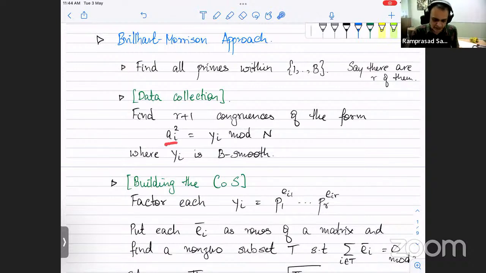And the way this is done is you will pick your a_i's according to whatever pattern you want based on the algorithm and hope that this y_i is B smooth. And again, as you would expect, the smaller the B is, the chance that the y_i is B smooth is going to be far smaller, which means that you will have to try a lot more samples. But on the other hand, if B is too large, then all the other running times, etc., will start taking a hit. So there is some Goldilocks range for choosing what B should be. Okay, so this is the thing. Data collection is just going to be try and find various congruences where a_i squared mod n happens to be B smooth. Okay, so that is the data collection step.